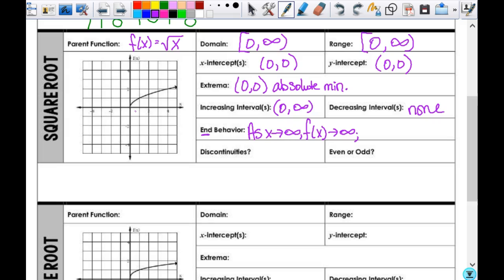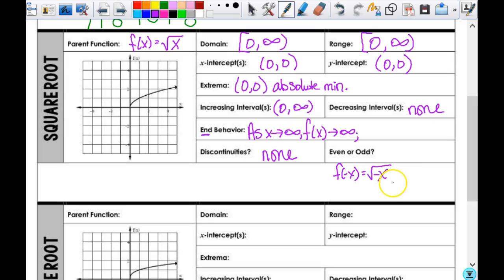All right, any discontinuities? No, there are none. Is this even, odd, or neither? Everybody's kind of stumbled on this one today. So remember, algebraically, if you're not sure, what you do is substitute in negative x. So f of negative x equals the square root of negative x. And then you simplify it if you can. If you can get f of x, it's even. If you get negative f of x, it's odd.